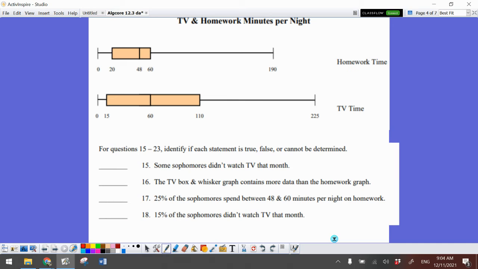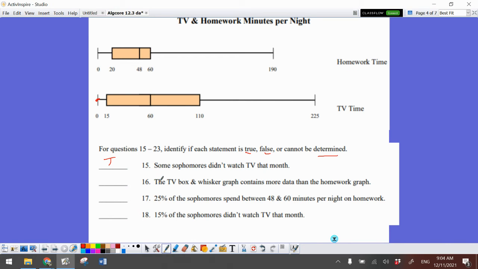All right, same type of problem, same data. We're looking at the homework time and TV time again. Let's keep going. Some sophomores didn't watch TV that month. Are there some sophomores that didn't watch TV that month? We're deciding whether these are true or false or could not be determined. Well, there actually is a value at 0. So there were students that did not watch TV because that gave us a data set.